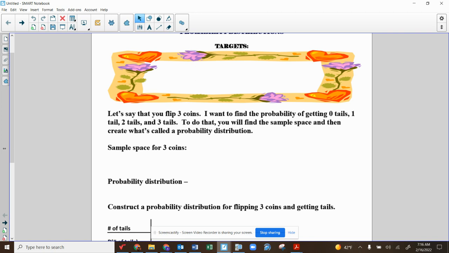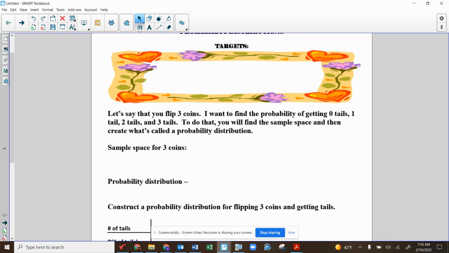On your formula sheet, you've got rolling 2 dice. There's stuff on cards on there, but for instance, let's say it's something that's either not on the formula sheet or you just don't know, such as flipping coins. So let's say you're going to flip 3 coins. I want to find the probability of getting 0 tails, 1, 2, or 3 tails.